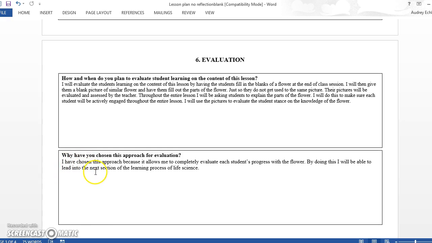I have chosen this type of evaluation because I believe it allows me to completely evaluate each of the students' progress with the flower. By doing this, I'll be able to lead them into the next section of the learning process of life science. And thank you.